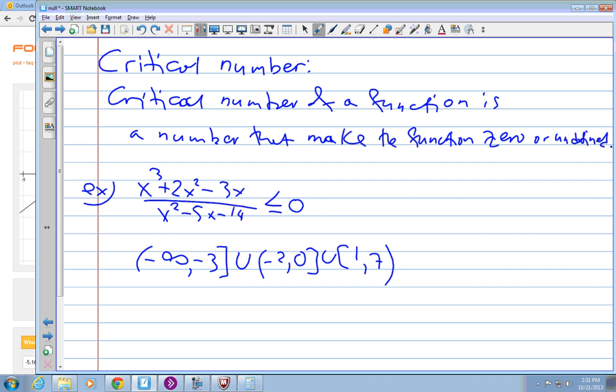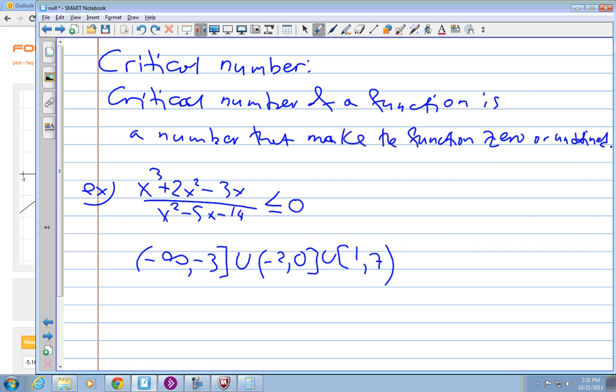Okay? So basically, you will always have a parenthesis around asymptotes. X-intercepts, if your inequality says equal to, then you include those. If it's a strict inequality, you just put parentheses everywhere. Does that make sense?